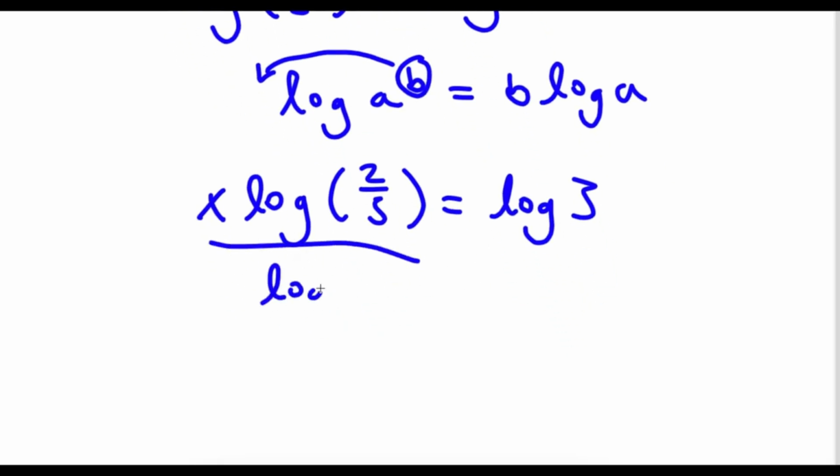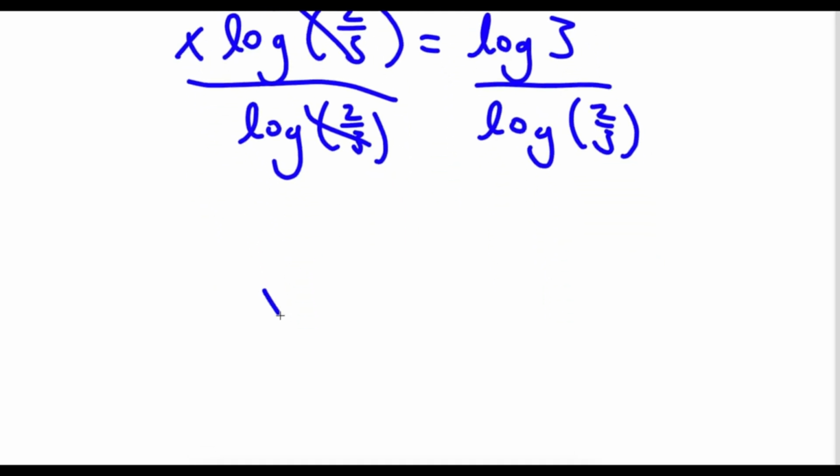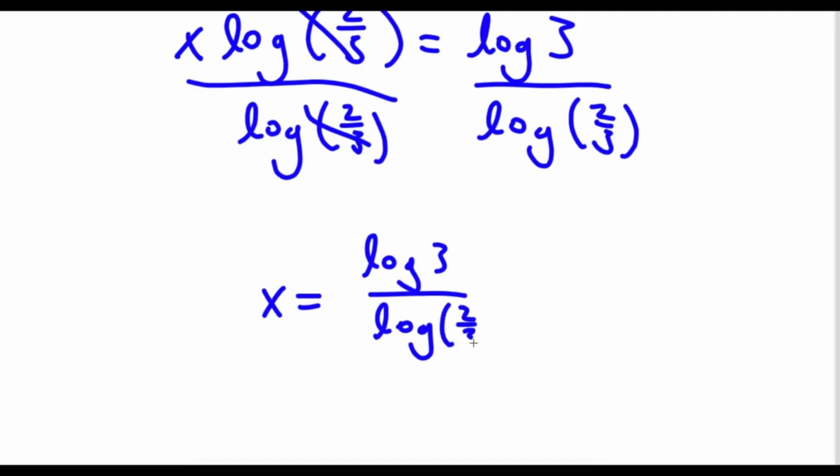Now I can go ahead and divide both sides by log 2 over 3. Then these two cancel out, and I'll be left with x is equal to log 3 over log 2 over 3.